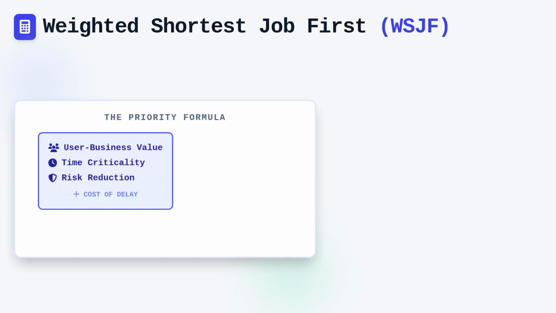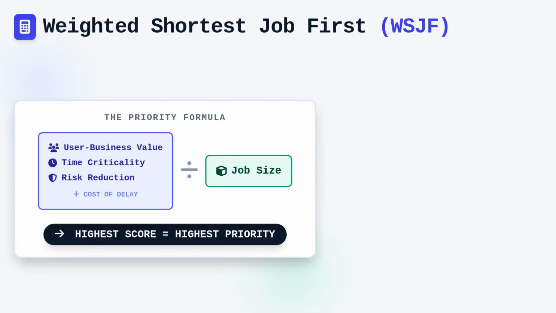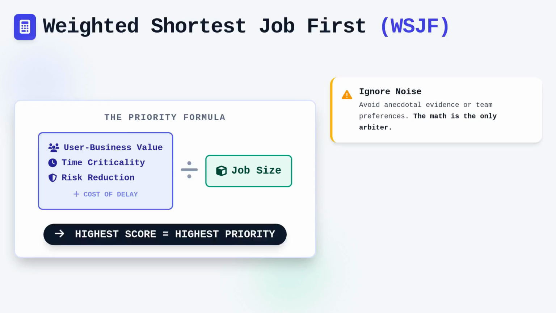The exam might present you with a table of potential features and ask you to select the one that should be implemented first. The highest score, derived from dividing the total cost of delay by the job size, will always dictate the priority. Do not be distracted by anecdotal evidence or team preferences. The math is the only arbiter in this framework.